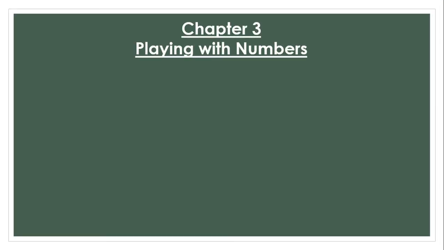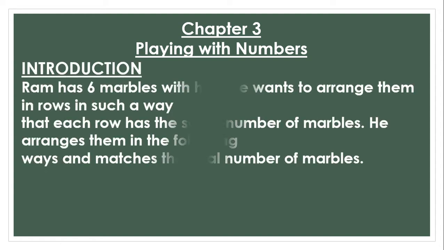Chapter number 3, Playing with Numbers. Introduction. Ram has 6 marbles with him. He wants to arrange them in rows in such a way that each row has the same number of marbles. He arranges them in the following ways and matches the total number of marbles.